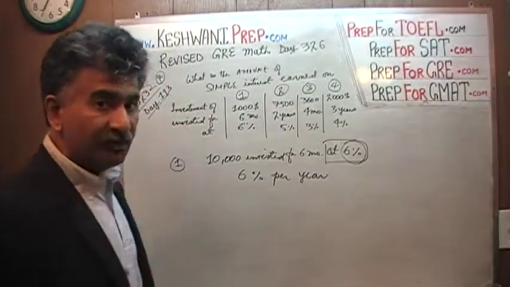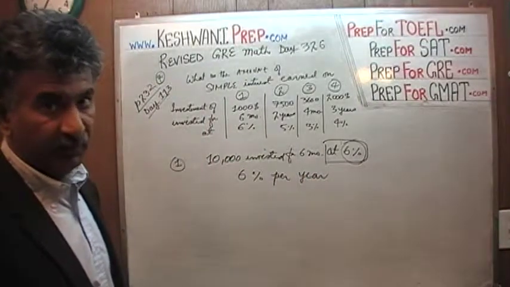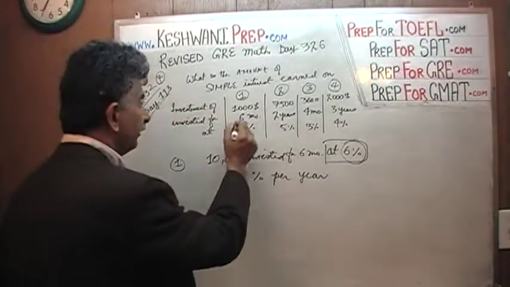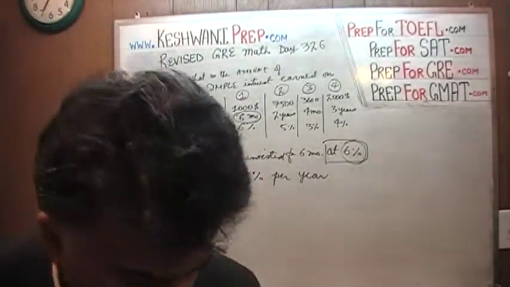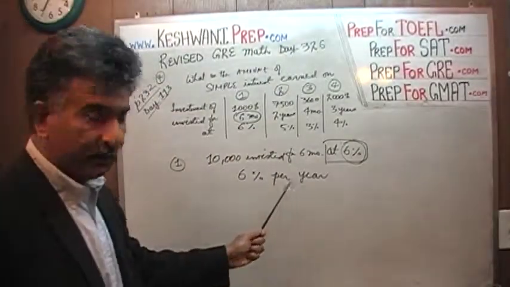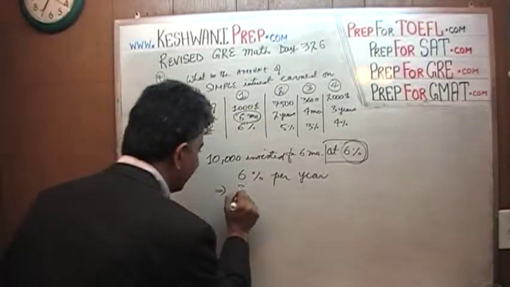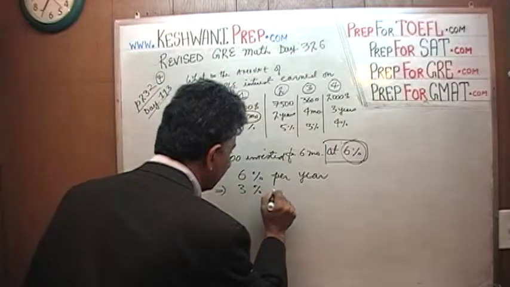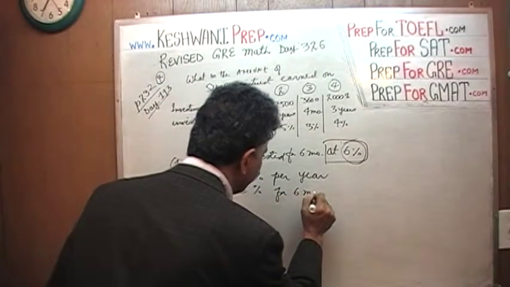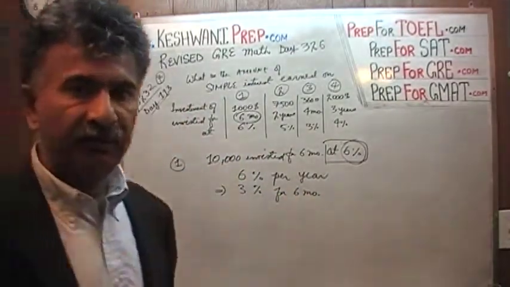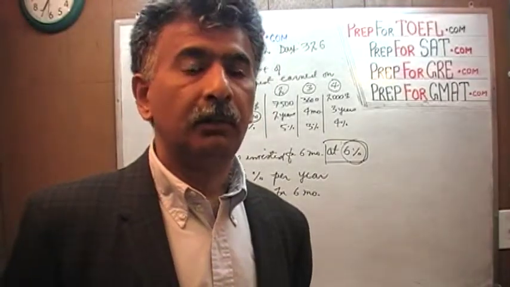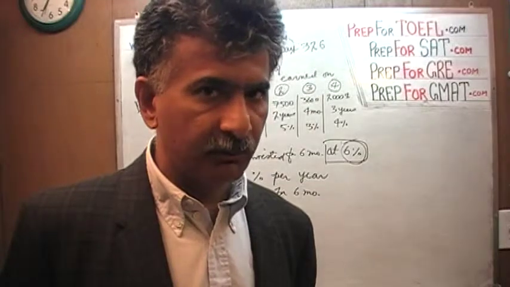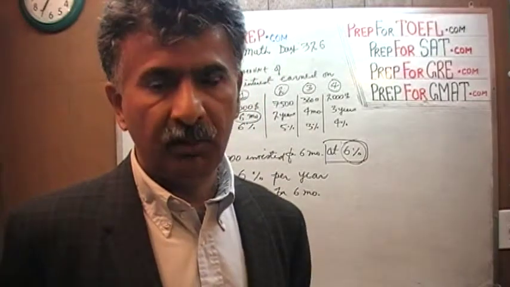But we are not making an investment here for a year. In the first problem, we are only investing for 6 months. So if it's 6% for a year, that implies that we'll have 3% return for 6 months. That's what it means, because the bank is going to pay 6% if you keep the money in the account for a whole year. But if you're going to keep the money in the account for half a year, for 6 months, then instead of 6%, you get 3%.